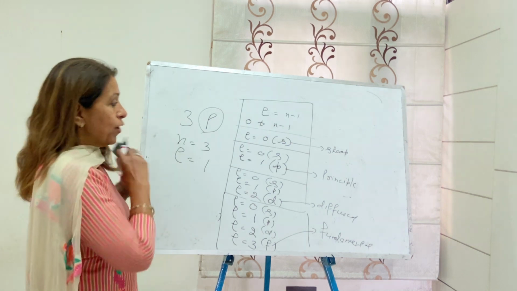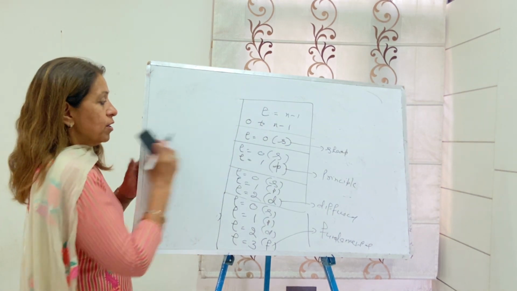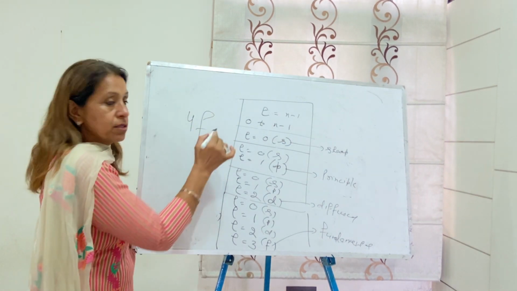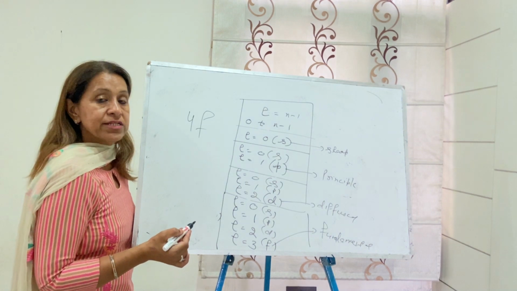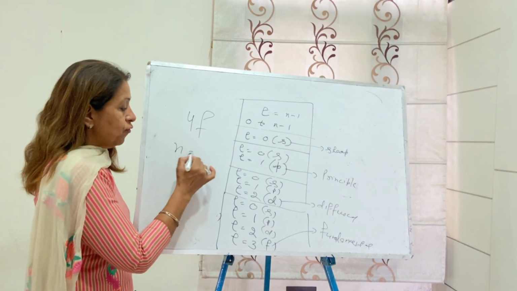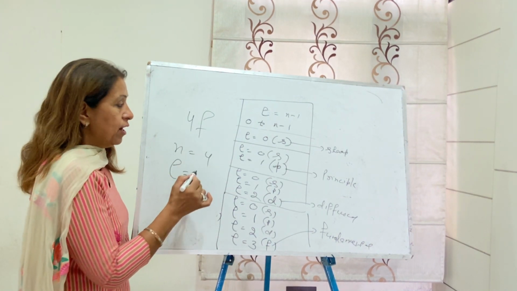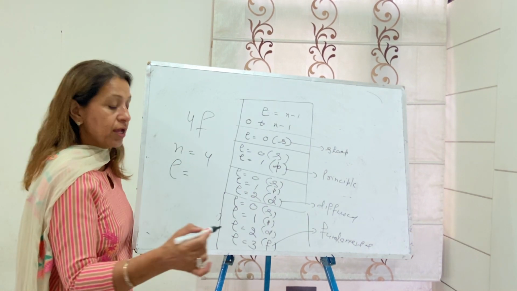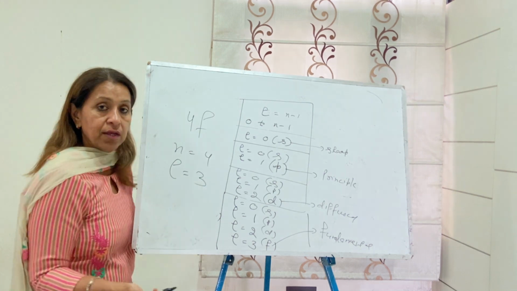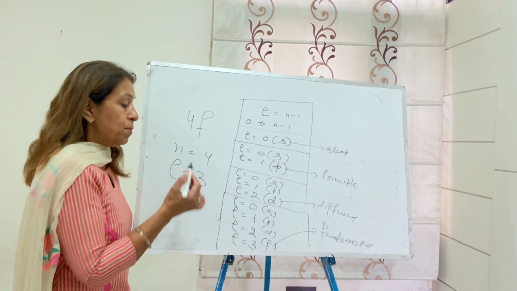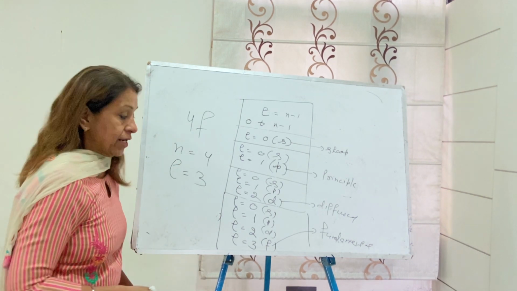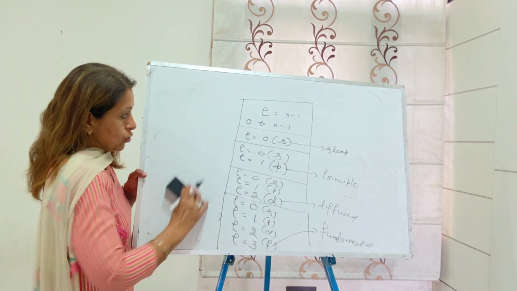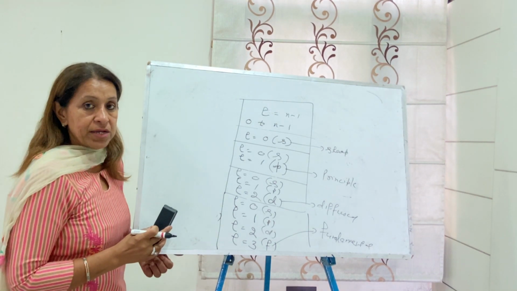If I write 4f, 4f is the address of the electron. What is the shell of the electron? 4. And what is the subshell? 4 s, p, d, f is 0, 1, 2, 3. F is 3, so L is 3. This is the address: the electron belongs to the 4th shell and the 3rd subshell. So this is your first piece of information.